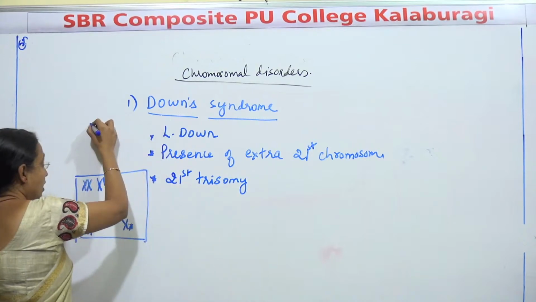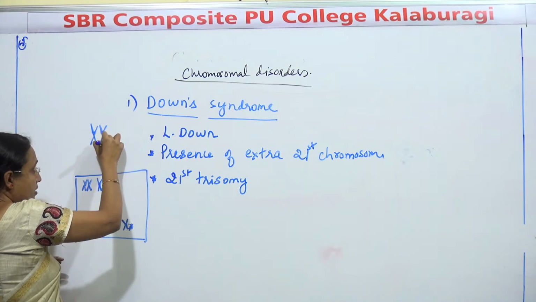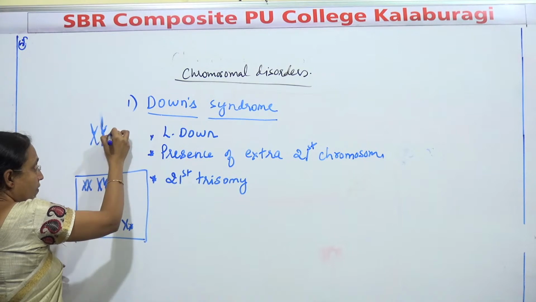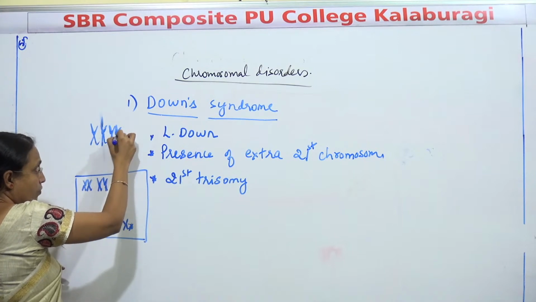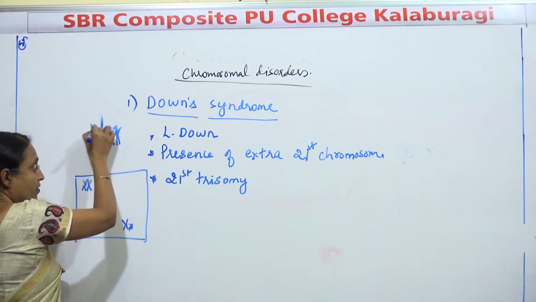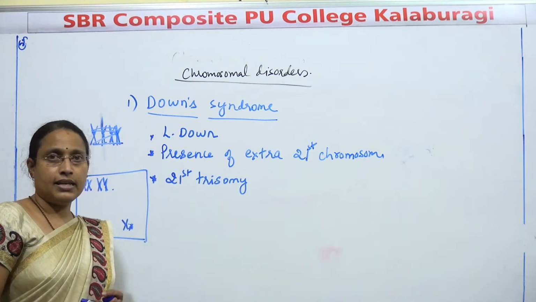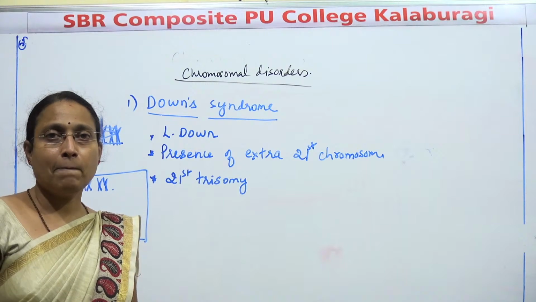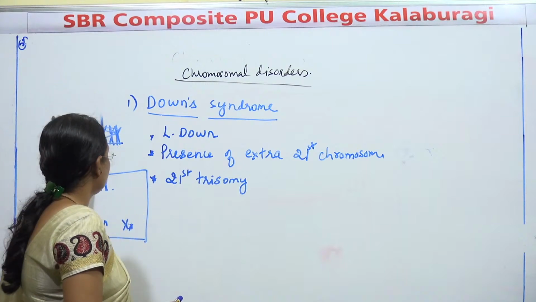Again, to tell, homologous pairs are normal. If one is there, monosomy. If three are there, trisomy. If four are there, tetrasomy. If nothing is there, nullisomy. Those conditions of aneuploidy have already been taught in the previous classes.